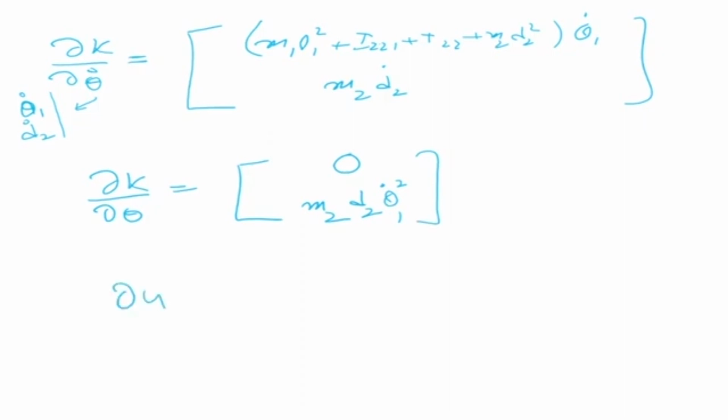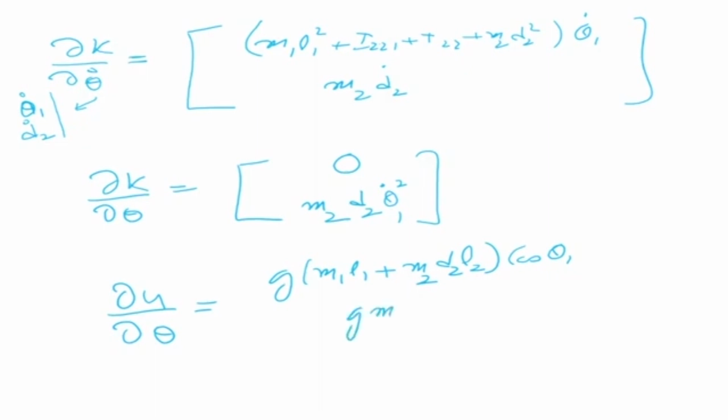The third term is du by d theta, which is equal to g into m1 L1 plus m2 d2 L2, and then we have cos theta 1. Okay, and then we have g m2 sin theta 1. So du, the potential energy, we differentiate once with respect to theta 1 and then with respect to d2. Okay, because both are there.